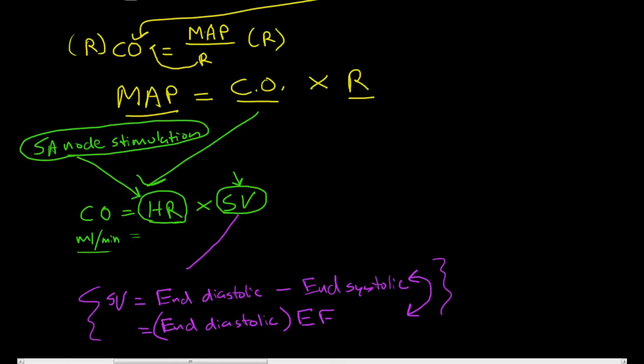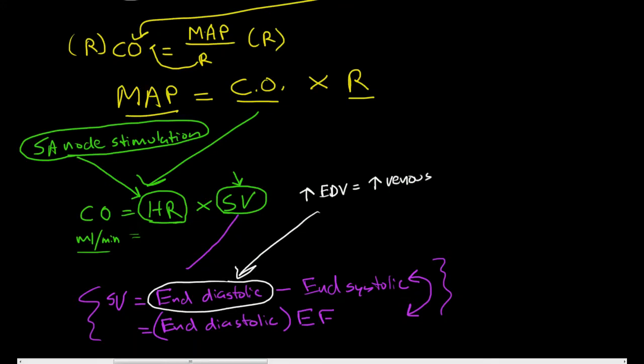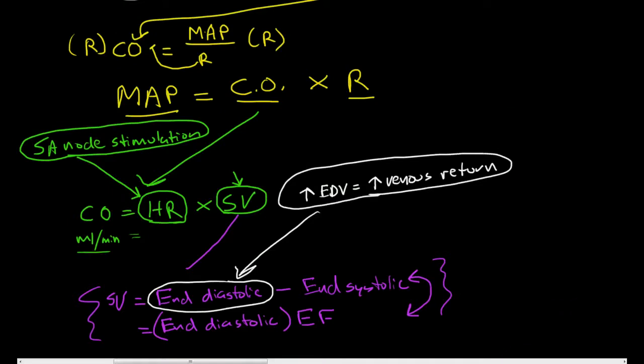So, how can we affect this? Well, we can increase stroke volume by increasing end diastolic volume. And how do we increase end diastolic volume? Well, we can increase end diastolic volume by increasing venous return, because that will fill the ventricle more. Okay, and how do we increase venous return? Well, one of the determinants of venous return is simply blood volume.